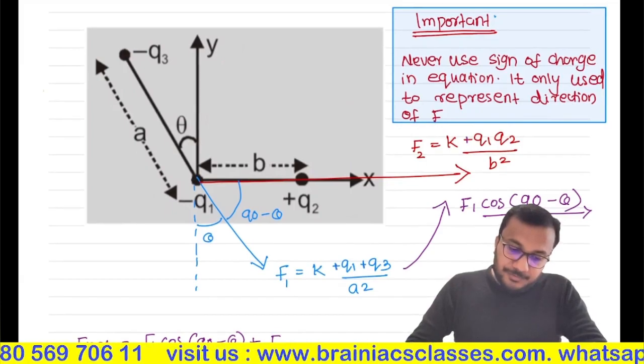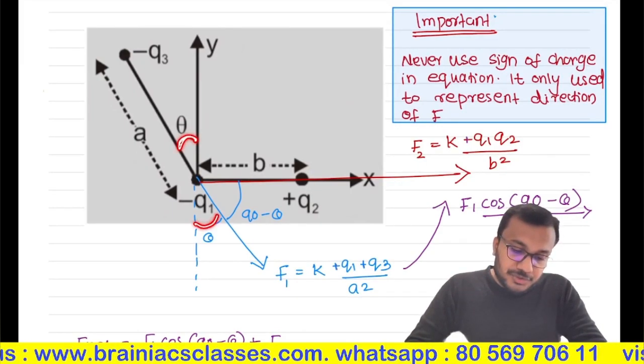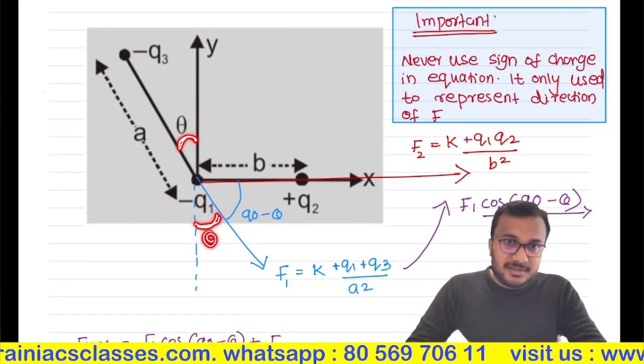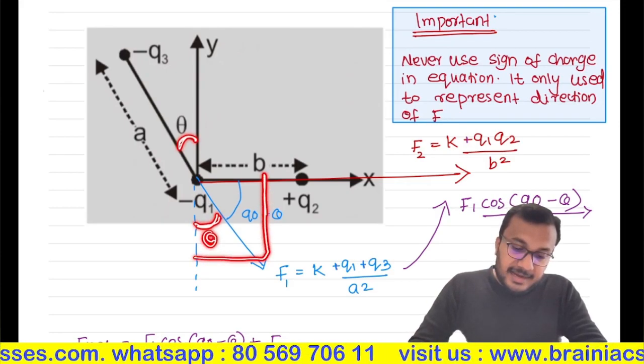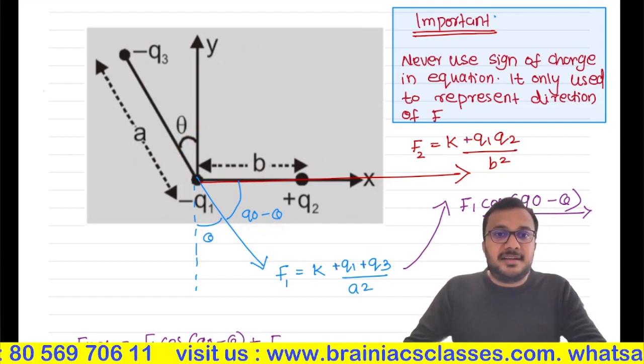Okay, now we have the F1 force here. We know this angle is called theta. Then the opposite angle is also called theta. So the total angle here is 90 degrees. So if this is theta, this part is nothing but 90 minus theta.